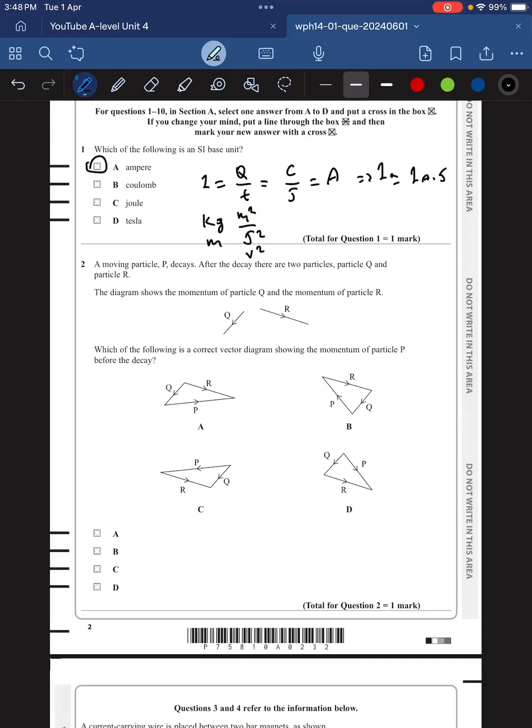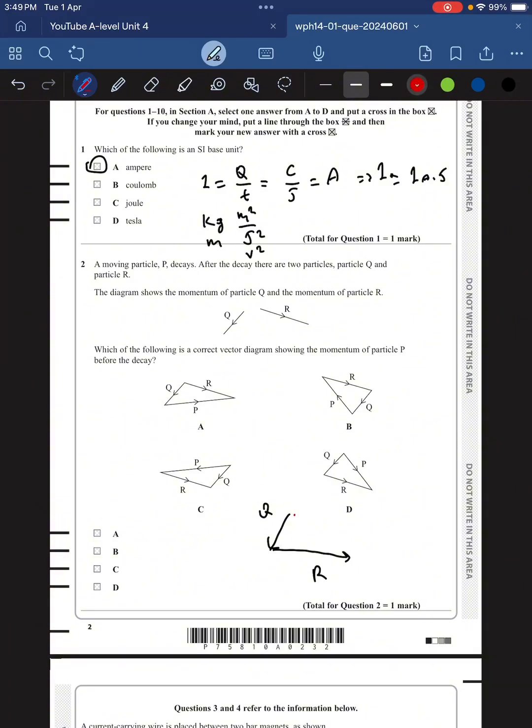A moving particle P decays. After the decay, there are 2 particles, particle Q and particle R. The diagram shows the momentum of particle Q and the momentum of particle R. Which of the following is a correct vector diagram showing the momentum of particle P before the decay? So pretty much in this case, if we add the momentum of particle Q that is given to us, it points that way, and the momentum of particle R, we have to find the initial momentum of particle P.